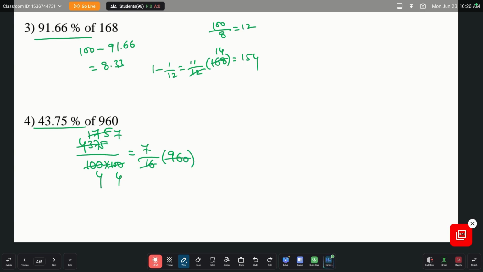So 16 ones are, 16 sixes are 96. 7 into 60 equal to 420.